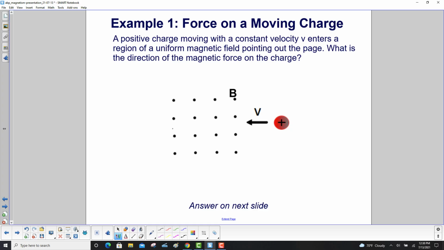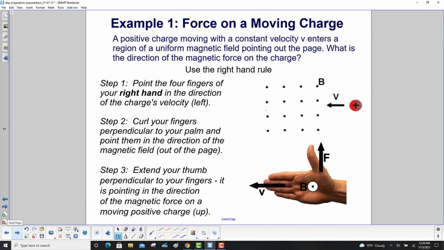Example 1. We have a positive charge moving with a constant velocity v, entering a region of uniform magnetic field pointing out of the page. What is the direction of the magnetic force on the charge? Use the right hand rule.